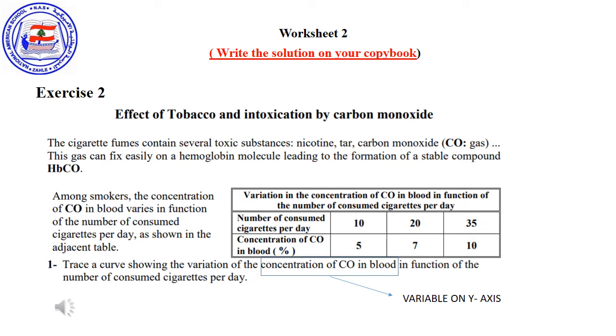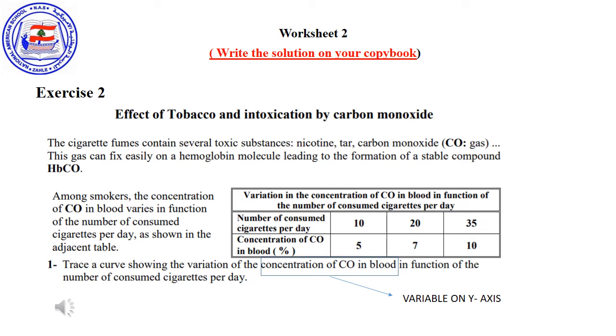Exercise number 2. Effect of tobacco and intoxication by carbon monoxide. Intoxication means toxicity. Carbon monoxide is a toxic gas. So the cigarette fumes contain several toxic substances: nicotine, tar, carbon monoxide, represented by CO. This gas can fix easily on a hemoglobin molecule, leading to the formation of a stable compound, HbCO.